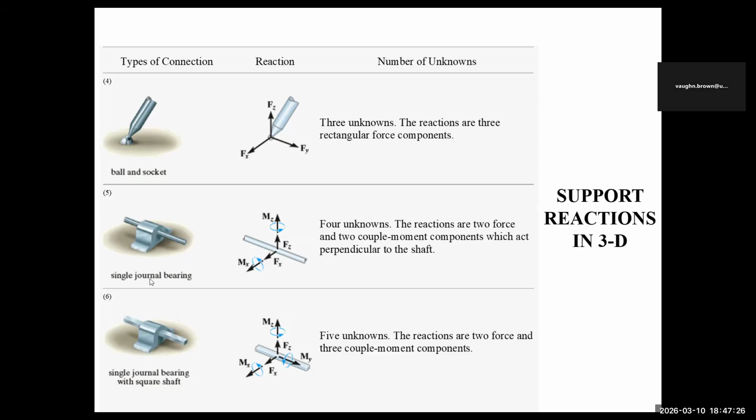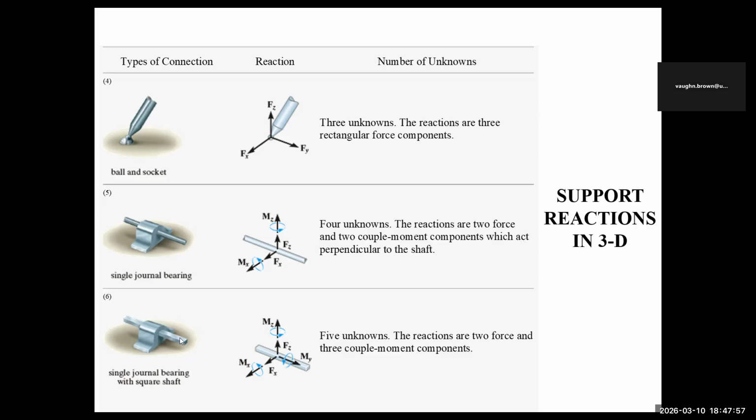What about a single journal bearing? It has 2 reactions in the direction opposite to where it can roll. So it can spin through this, so it will not have any in this axis. Let's say that is the Y. It won't have any, but it will have one in the X and one in the Z. Similarly, it will have a moment in these here. So you notice it won't have anything in this. And this is what? 4 unknown. Reaction of 2 force and 2 coupling components which act perpendicular to the shaft.